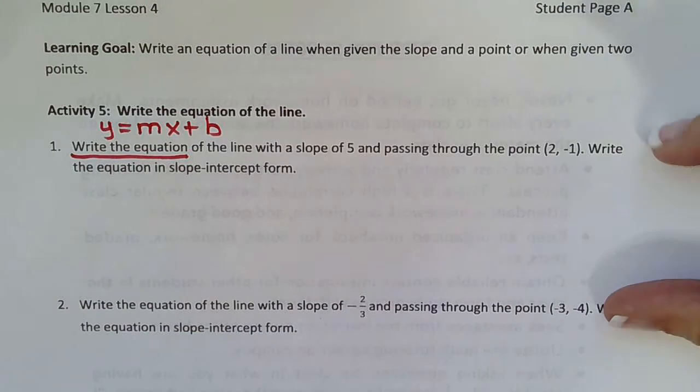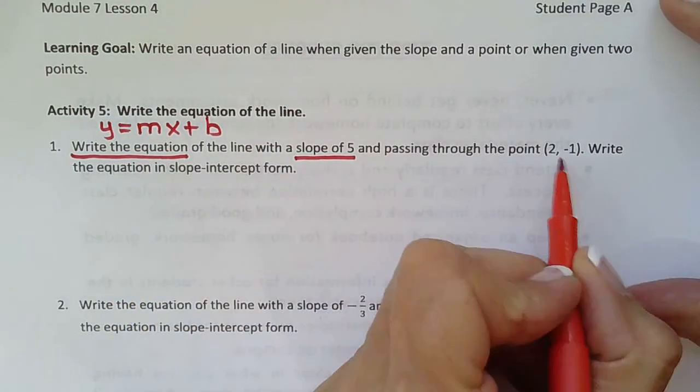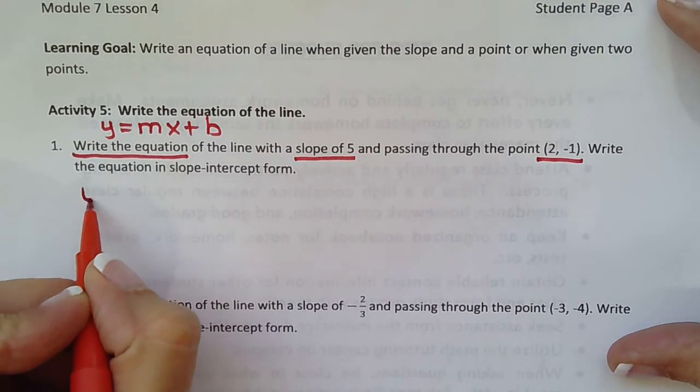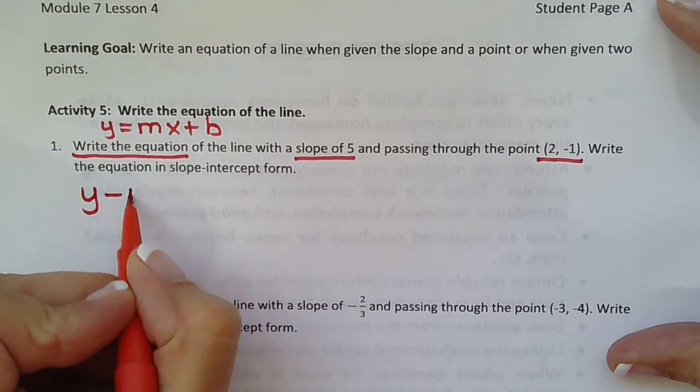So the minute I see that, I know my final answer is going to look like this. And if they give me a slope and a point, I know to use the point slope form.